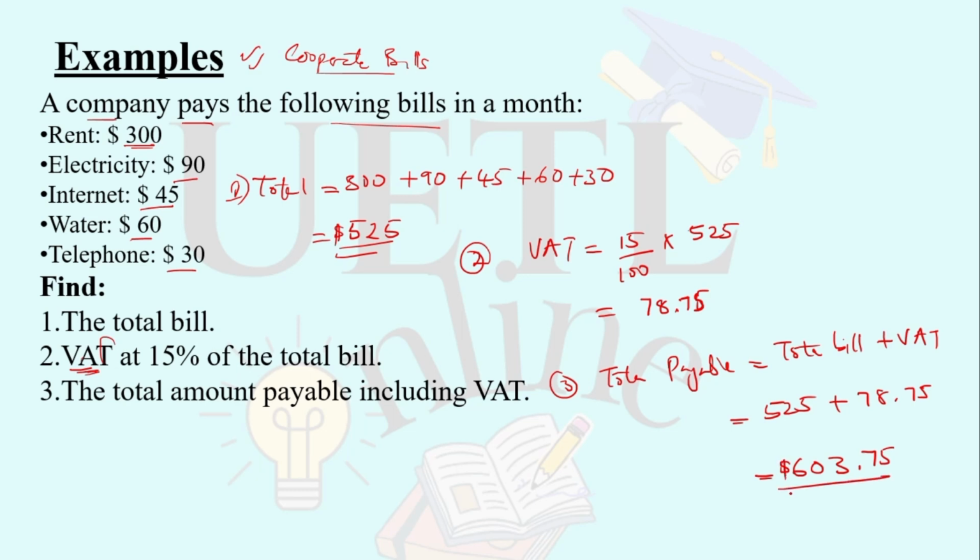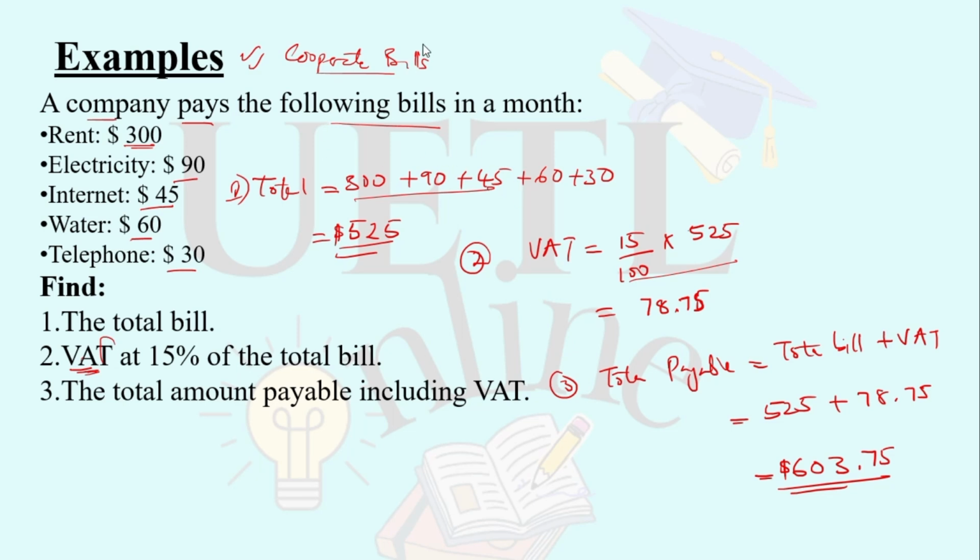Okay, so that is what we do. It is just addition and multiplication here. It's very easy. First thing is to calculate the total expense. Next thing is 15% of the total expense. Then the third thing is just to add them. So that was that on corporate bills.